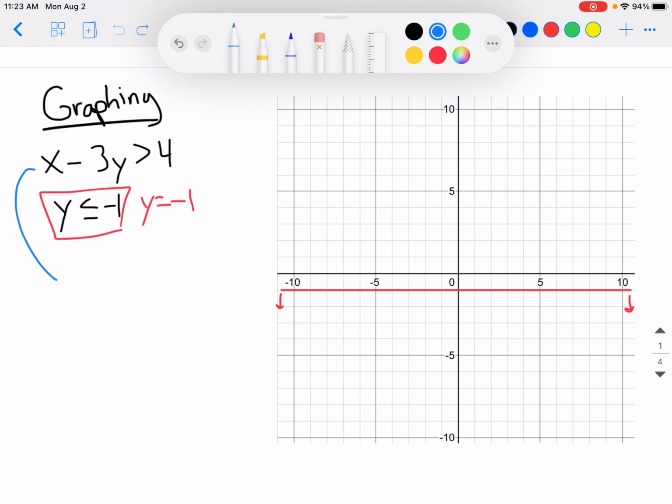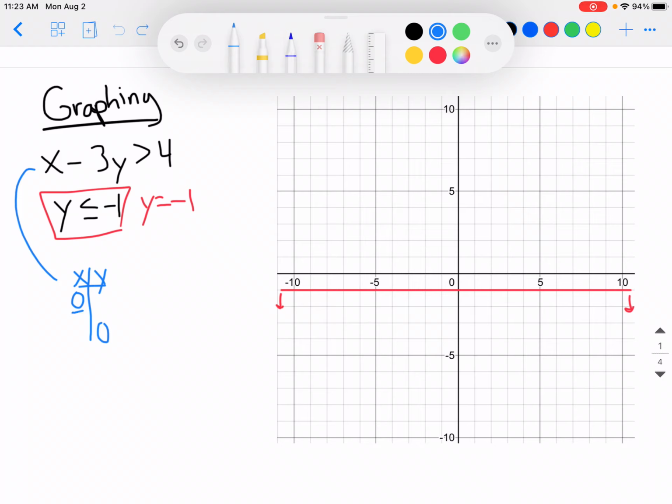What I would usually recommend in a situation like this is to use what I call the intercept method, where we're going to make a little xy table. We're going to put 0 in for x and 0 in for y, and that will help us find the x and y intercepts. And the reason why I'm using zeros in the intercepts is it makes life fairly easy.